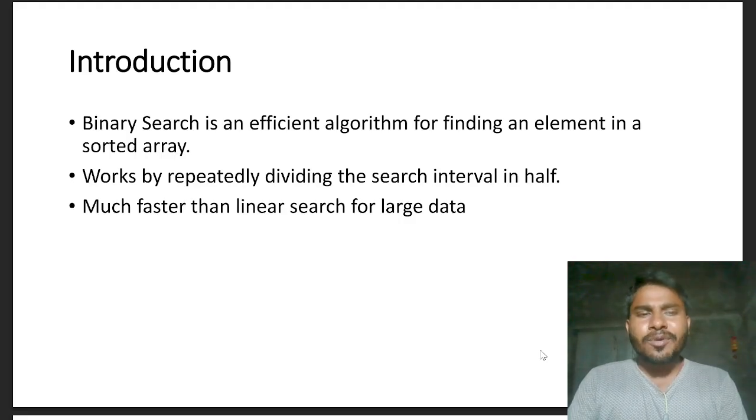Let's talk briefly about the search. In that case, we have to iterate over each and every element to find a target value. So the worst-case time complexity of linear search is order of n, where n is the number of elements in the array.